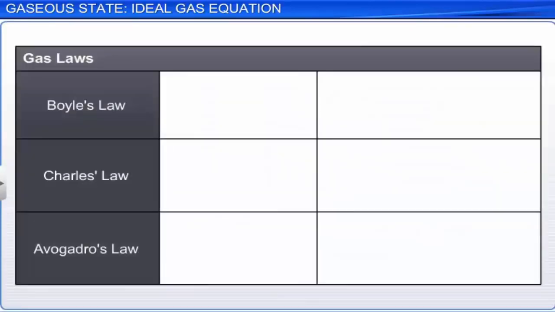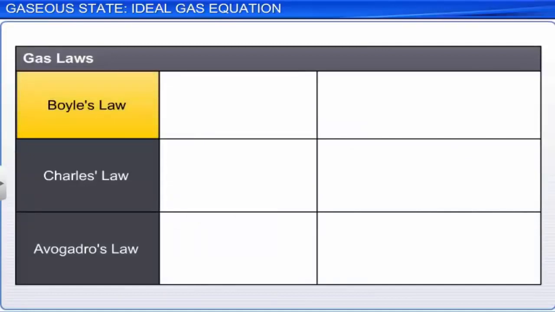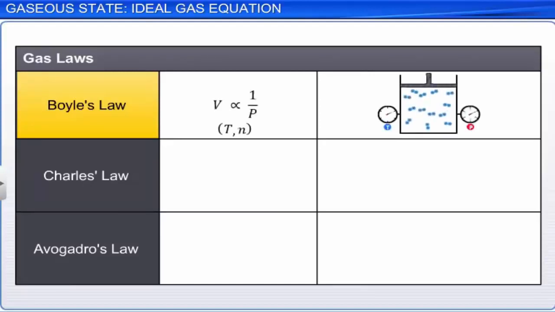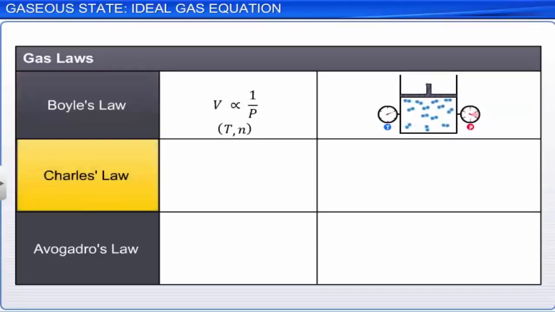Boyle's law describes the relationship between pressure and volume. It states that volume is inversely proportional to pressure at constant temperature and number of moles. Charles' law describes the relationship between temperature and volume. It states that volume is directly proportional to temperature at constant pressure and number of moles.